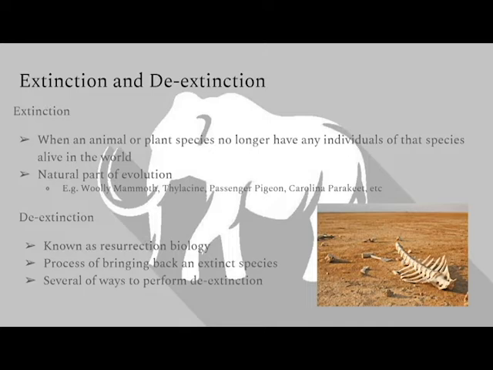For many years, it was thought that extinct species were forever gone. However, scientists found out ways to bring extinct species back to life. De-extinction, also known as resurrection biology, is the process of bringing back an extinct species. One way of performing de-extinction is using the extinct animal's DNA. Scientists mix it with the nearest living species' DNA to create the extinct animal.